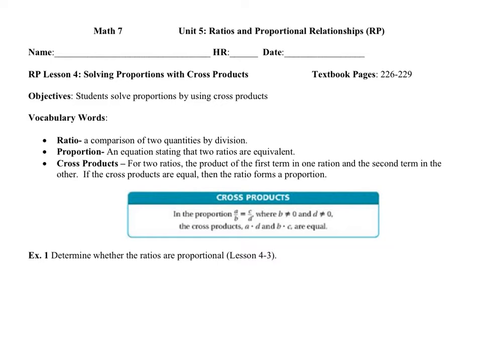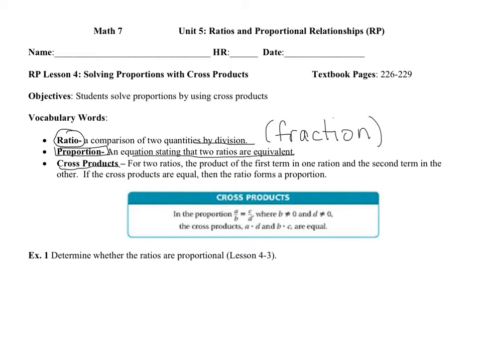And there are 3 vocabulary words you need to remember. Ratio we've talked about before. Ratio is a comparison of 2 quantities by division. This is another word for a fraction. Fraction is a fancy, schmancy type of ratio. Compares part to whole. A proportion. A proportion is an equation stating 2 ratios are equivalent. Basically, you're going to have a fraction equal to a fraction or ratio equal to a ratio.